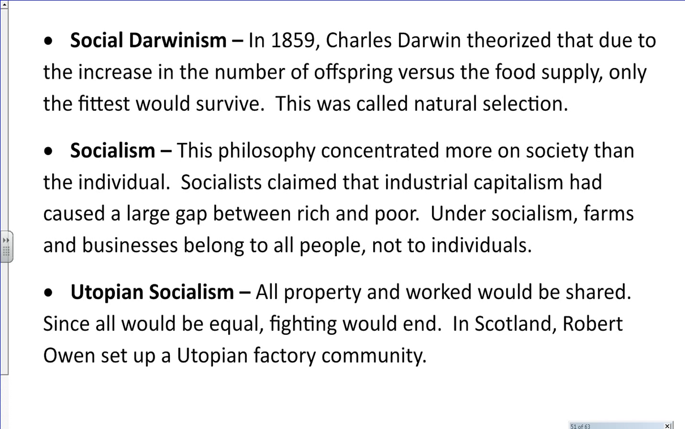Okay, Darwin said that the number of offspring will increase versus the food supply. Only the fittest will survive. You take this and you apply this into the business world.